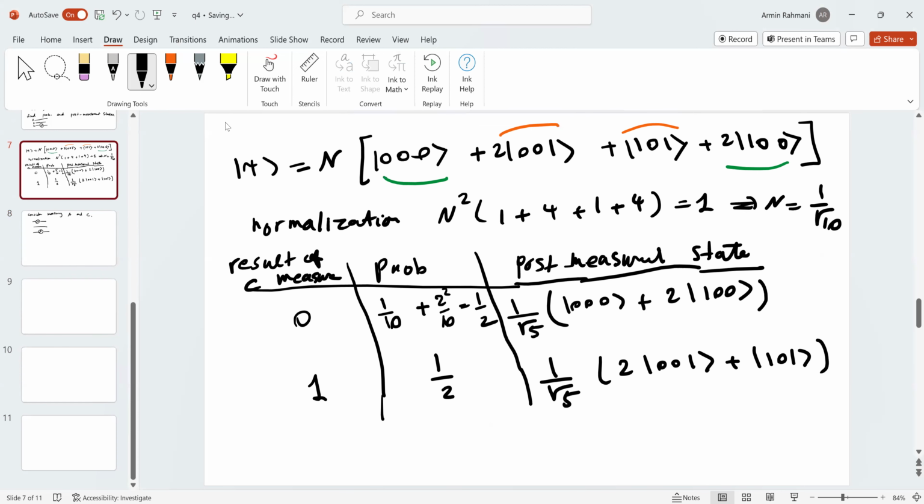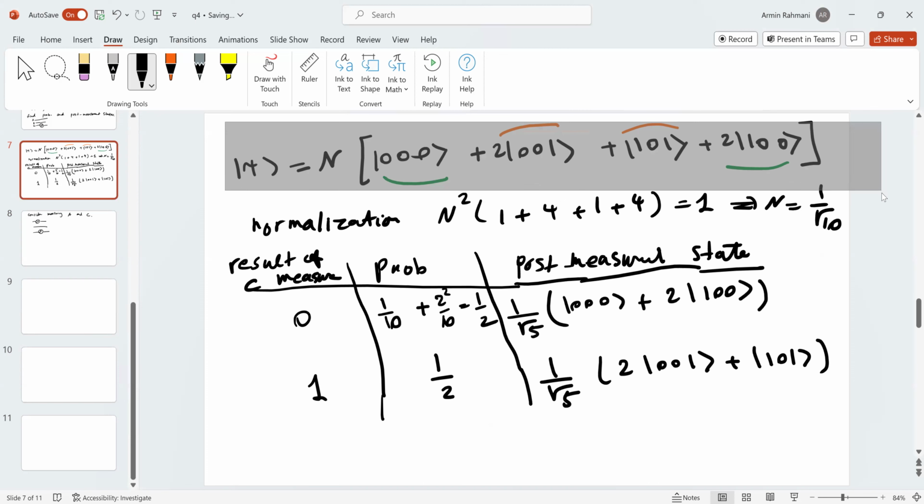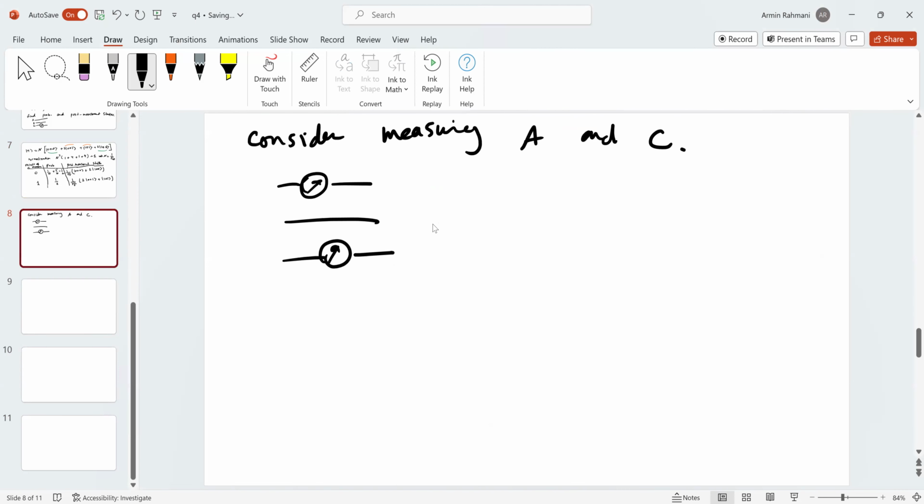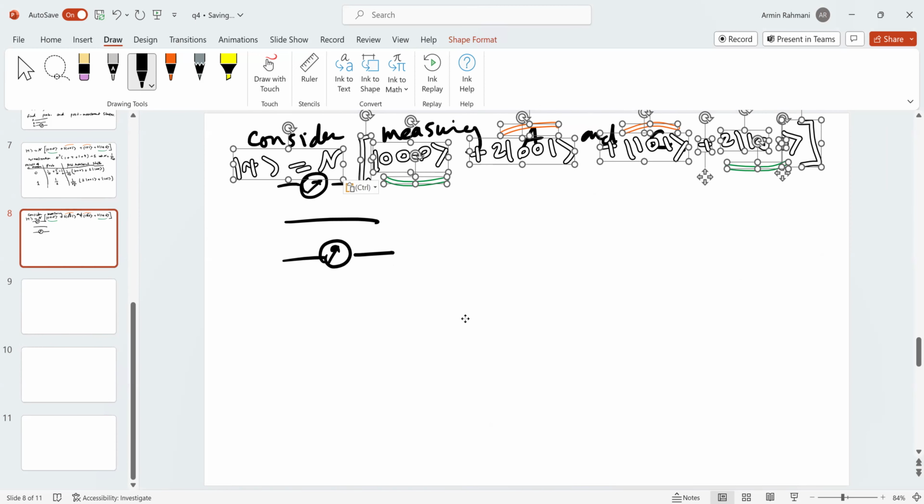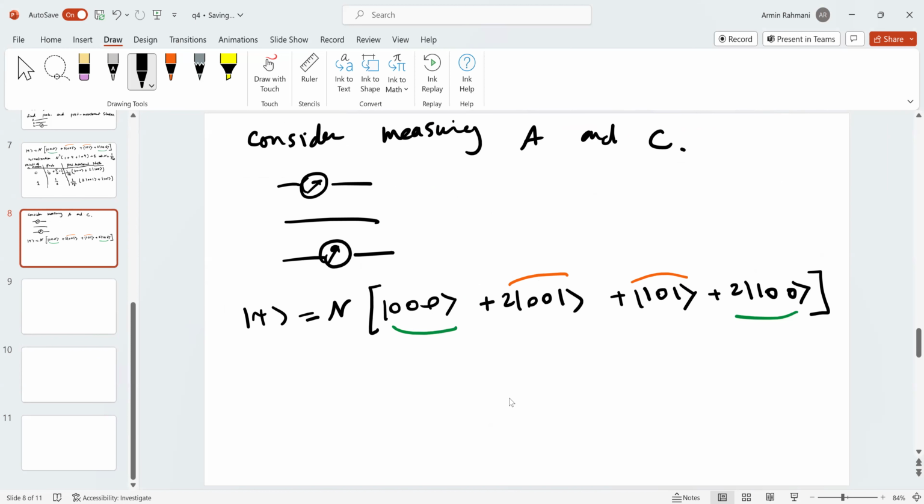So let's write the state again. And I get rid of these colors. They were only relevant for measuring C only. All right, so if I measure A and C, this one has 0, 0 for A and C. This has 0, 1. This has 1, 1. This has 1, 0, right? So it seems all 4 states that we can get, we actually do get.